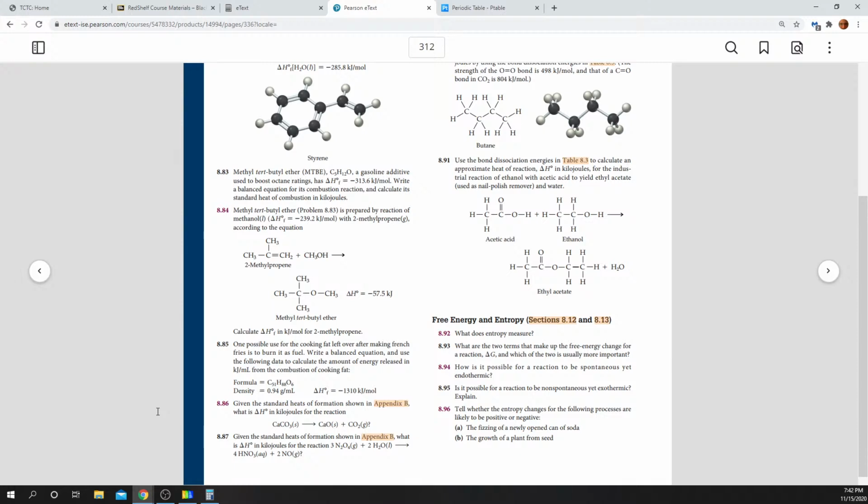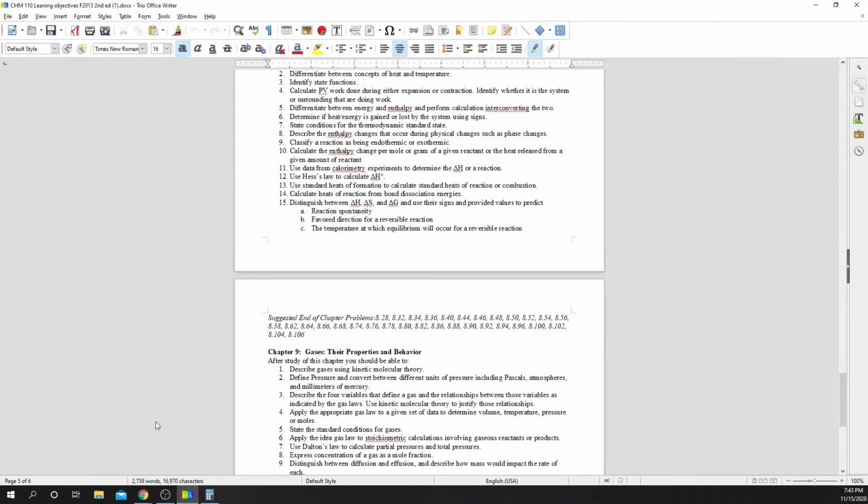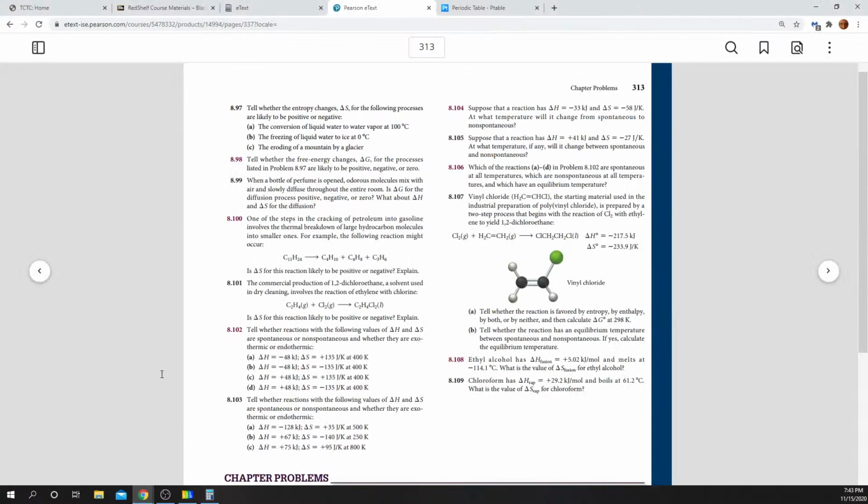The growth of a plant from a seed, that is negative. Life in and of itself is a decrease in entropy. There is a corresponding increase in entropy for the universe at large once life releases energy as heat. But all right, next is 100, I believe. 100, 102, 104, 106. Okay, we're in the end game here.